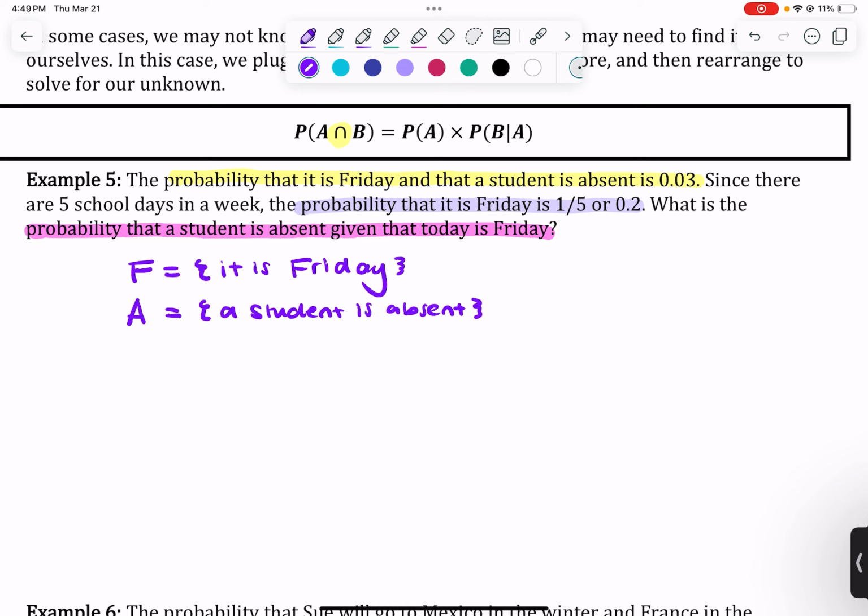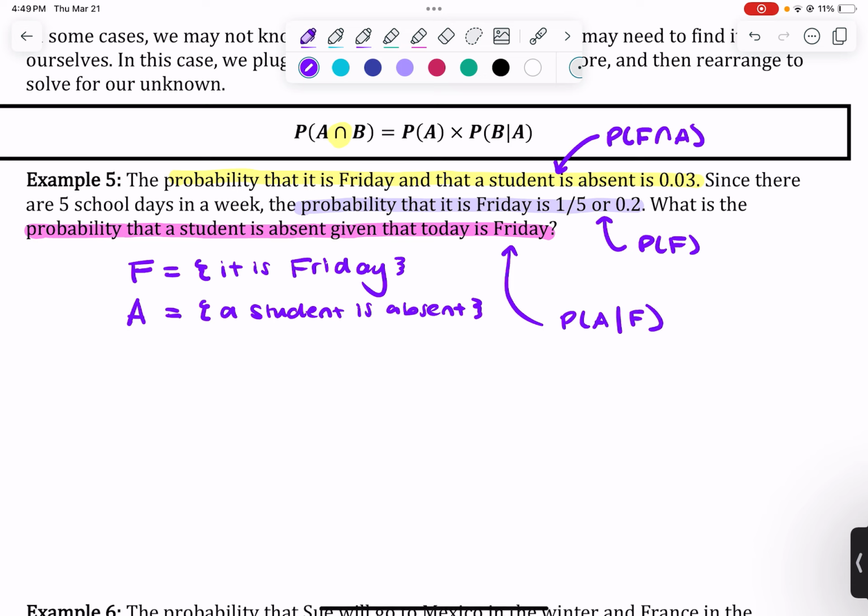Now, the reason this is very helpful is I can take a look and identify what probabilities I have now that I know my letters. So this one here would be the probability of Friday and absent. This purple one here is the probability of just Friday. And this one here is the probability that I'm absent given that today is Friday.